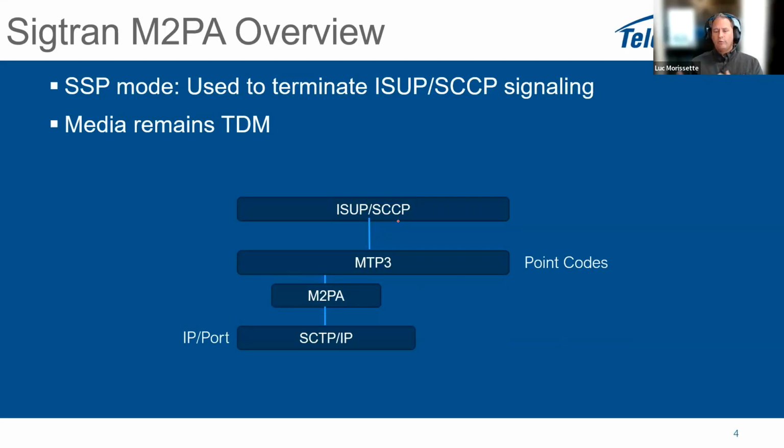Now what we do is we replace those MTP2 links with M2PA here running over IP. So you have the Ethernet network here at the bottom, you have your SCTP and IP protocols, and M2PA is encapsulated in those IP packets. And you can receive data all the way up to the ISUP mode.